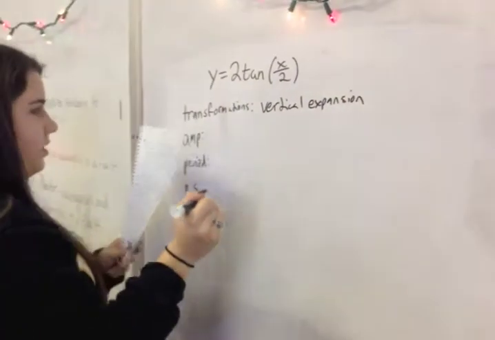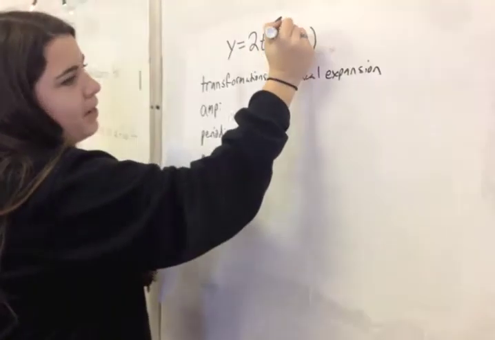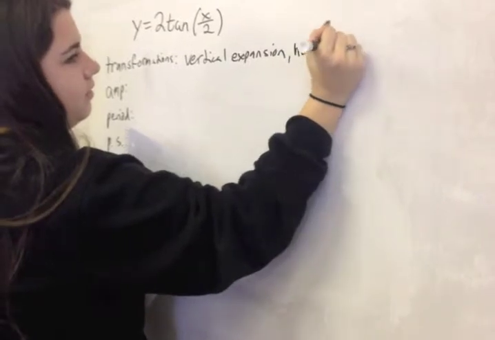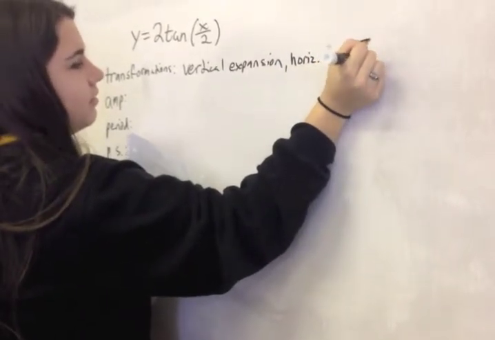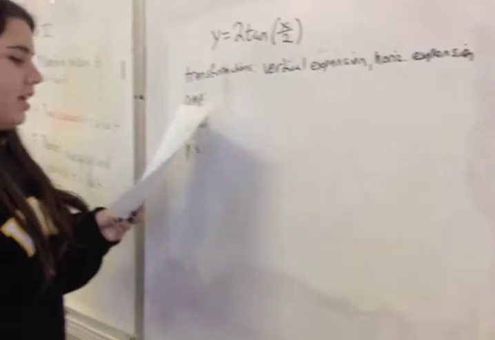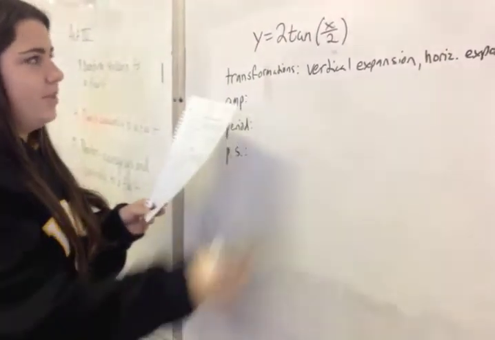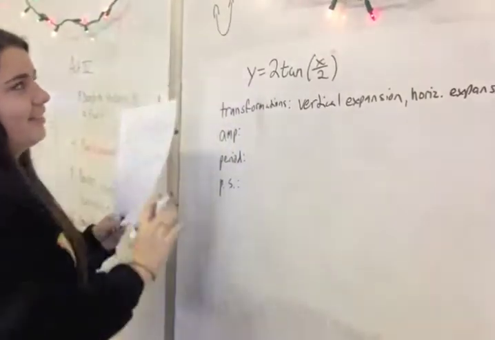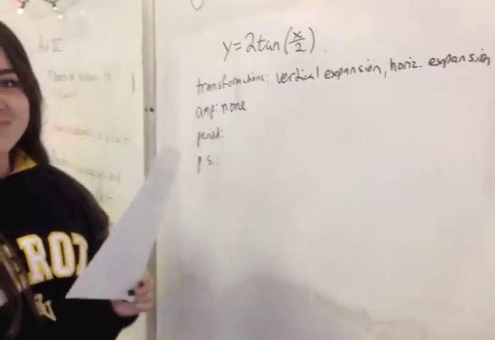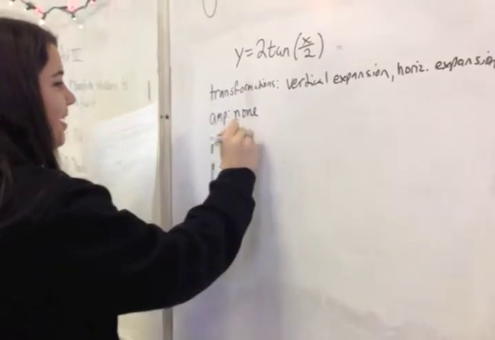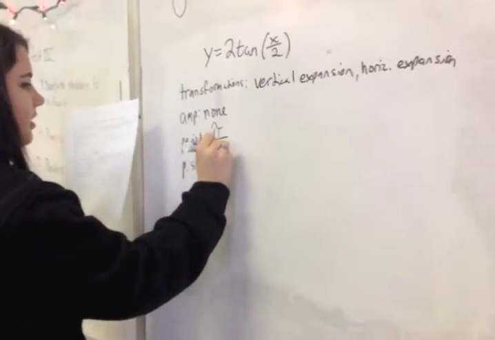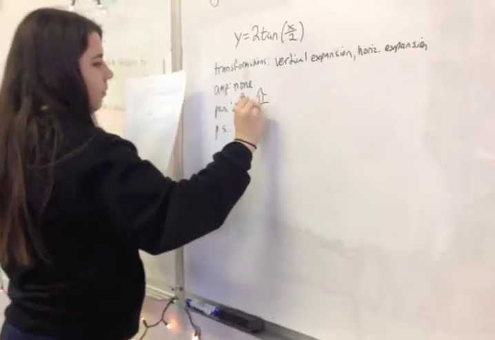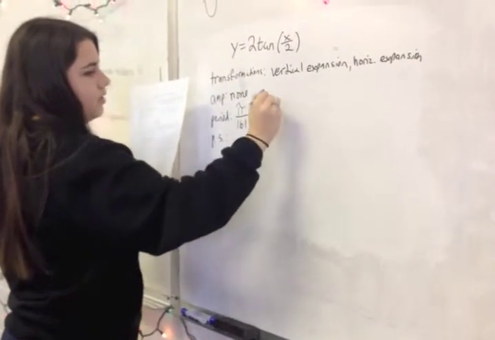And then you know it's a horizontal expansion because it's multiplied by 1/2. And then to find the amplitude, well, there is no amplitude because we know that in a tangent graph, the max and the mins go all the way up forever. To find the period, you do pi over absolute value b, which in this case, b is 1/2. So pi over 1/2 equals 2 pi.